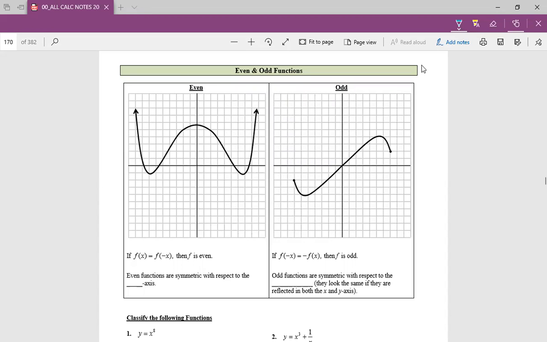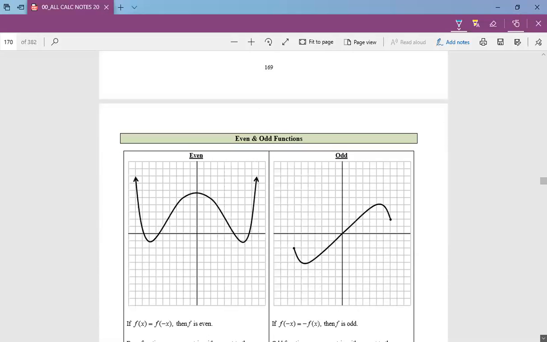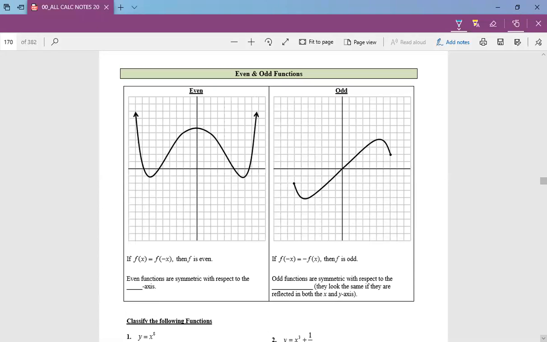We are on page number 170, I suppose. By the way, it depends on which version of the workbook you have. There are a couple of subtly different versions of that workbook between my two classes. So around page 170, we're going to do even and odd functions. We're also going to do the next page, which is vertical asymptotes. So this should be a pretty quick video, and we'll roll that both together.